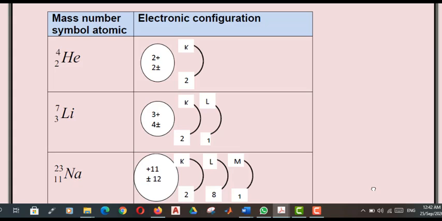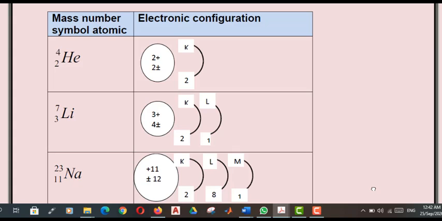Then we will talk about electronic configuration. What's meant by electronic configuration? We have electrons around the nucleus revolving in energy levels. The energy levels are imaginary routes. We can't see them. Okay? In these imaginary routes, which are called energy levels, the electrons rotate around the nucleus.